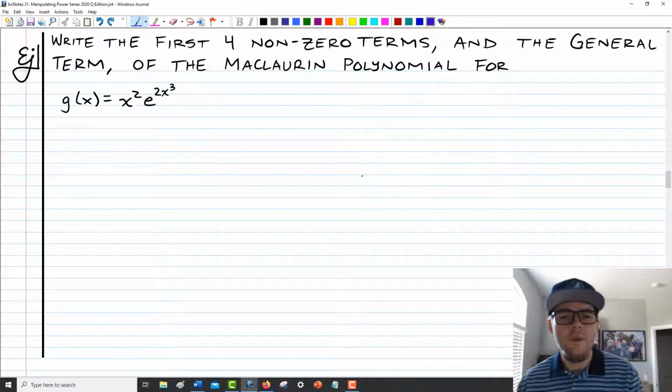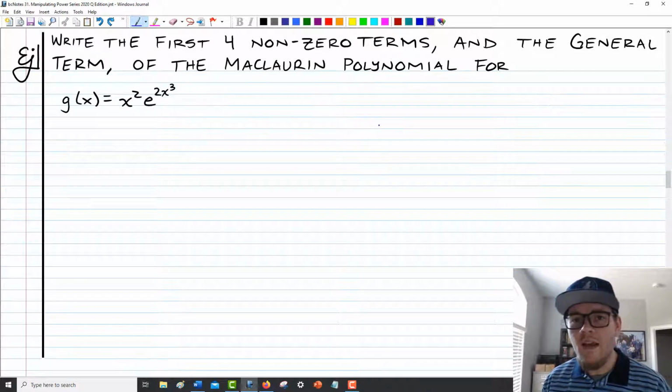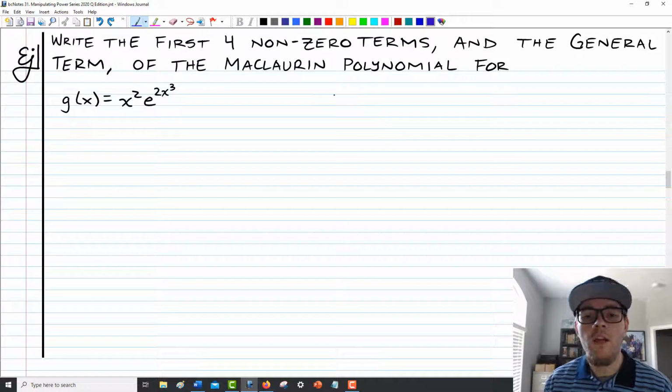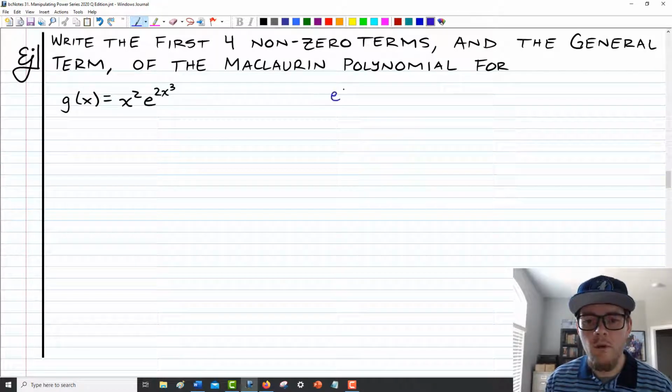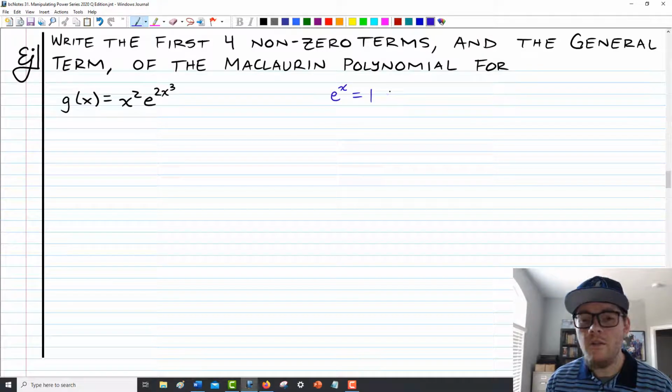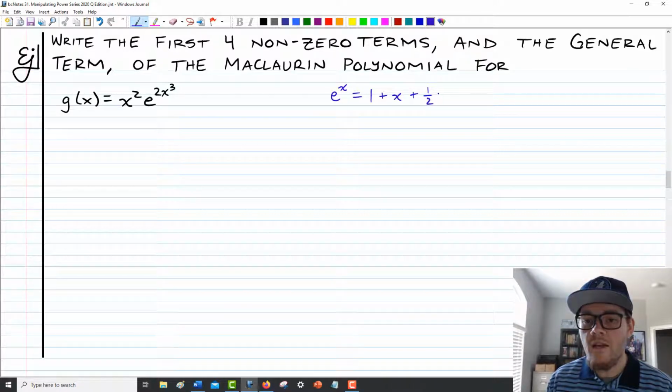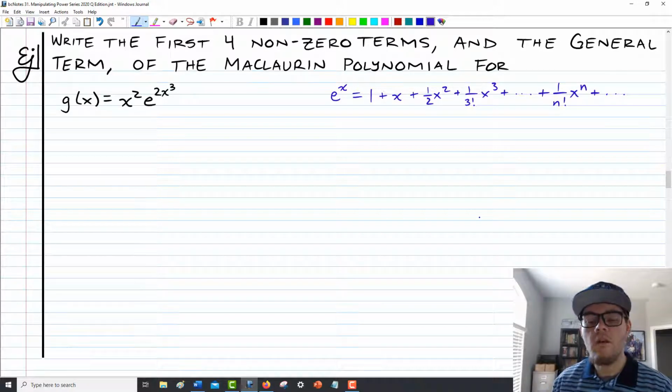To kick things off, I need to begin by reminding myself what e to the x's Maclaurin polynomial looks like. That's one of our big three that we should have memorized, or should commit to memory if we haven't already. E to the x has all powers, and all are positive. So that's 1 plus x plus 1/2 x squared plus 1 over 3 factorial x to the third plus dot dot dot. And its general term is 1 over n factorial times x to the n power. So there is our Maclaurin for e to the x, one of those big three special functions.